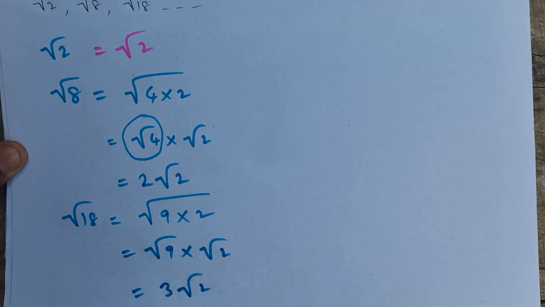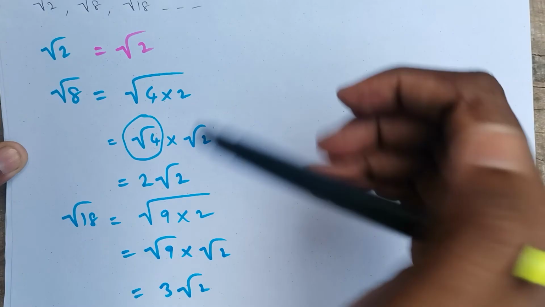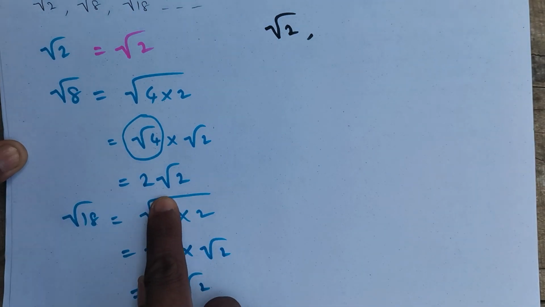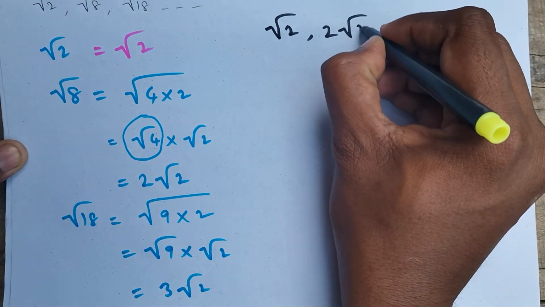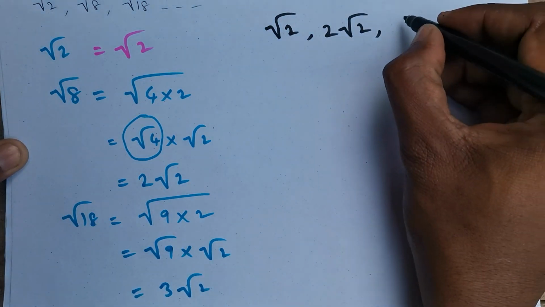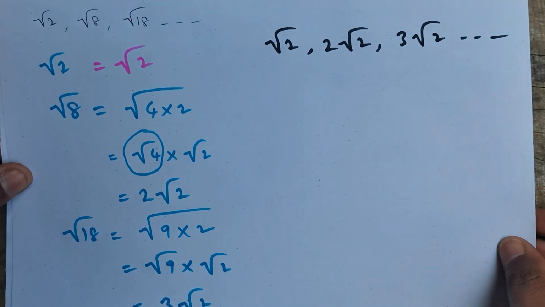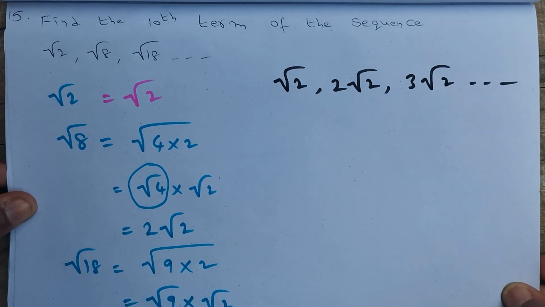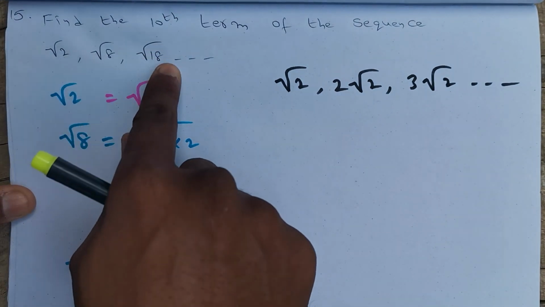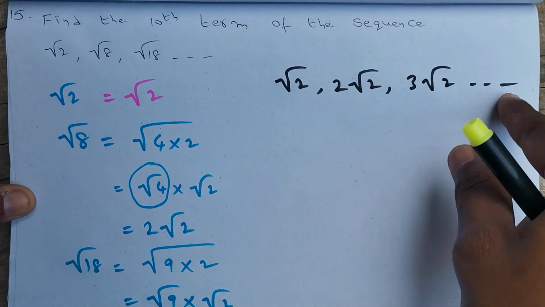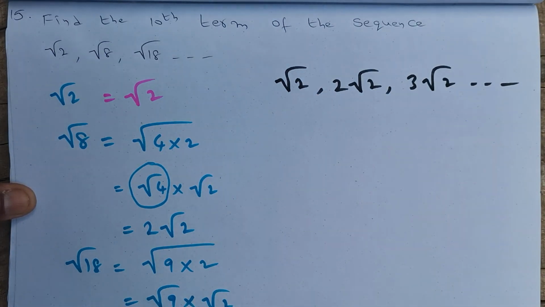So the first 3 terms that were given, we are simply simplifying further. So what are the terms now? Root 2, comma, 2 root 2, comma, 3 root 2 and so on. At first they gave the terms as root 2, root 8, root 18, and after modification the terms are root 2, 2 root 2, 3 root 2, 4 root 2, 5 root 2, 6 root 2 and so on.